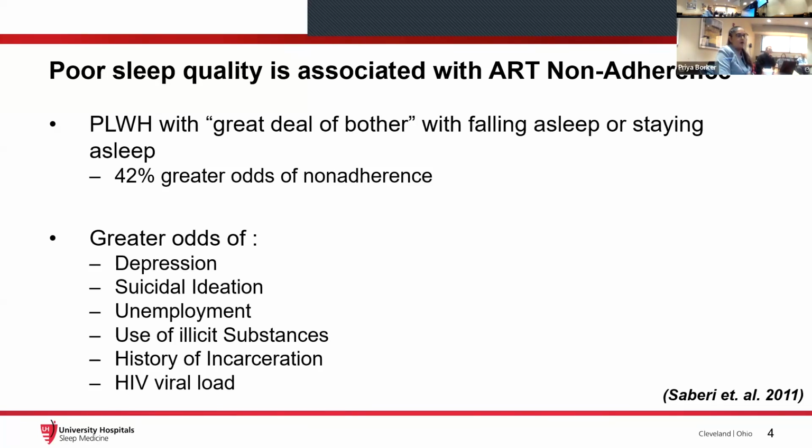You can see how this relationship can be exacerbated by sleep, but can also come around and affect sleep quality. If you're unemployed and have unstable housing, that may relate back to having poor sleep quality. And certainly having uncontrolled HIV viremia would also worsen your fatigue and your sleep quality if you have this underlying uncontrolled infection.